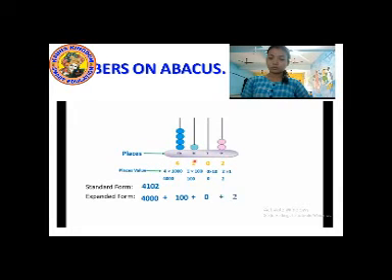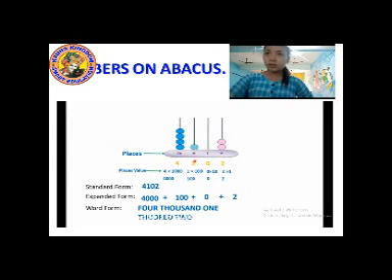Now we will write the word form of this numeral. The word form of this numeral will be: 4 is at thousands place, so 4102. I hope the concept is clear to you all.